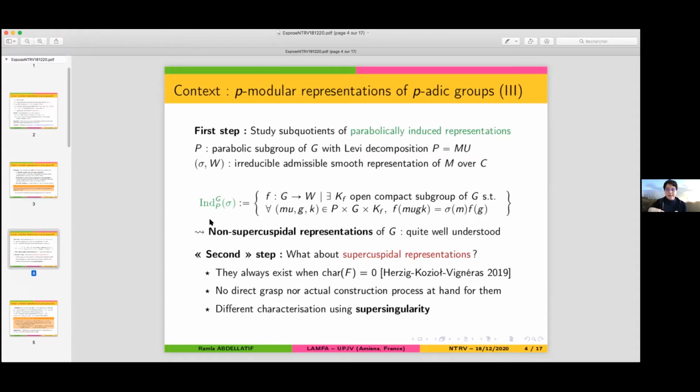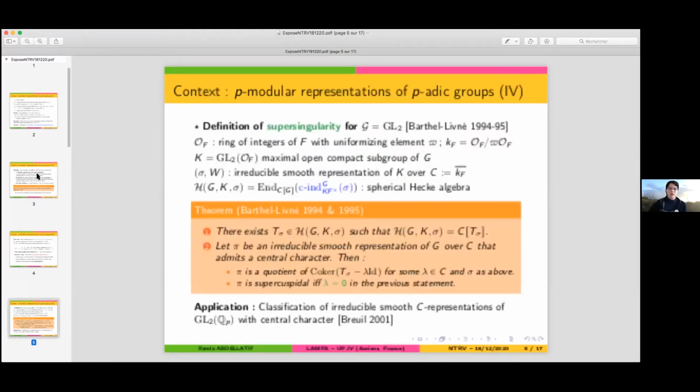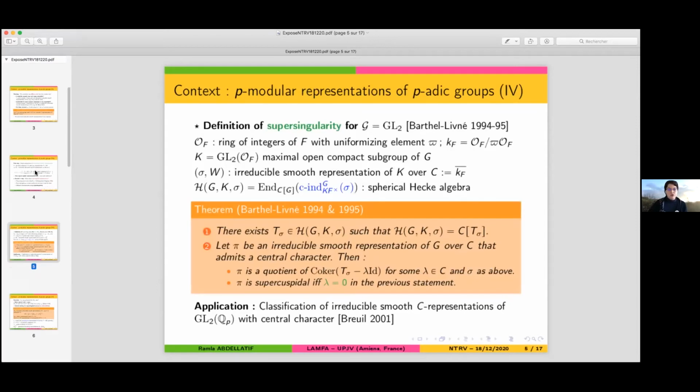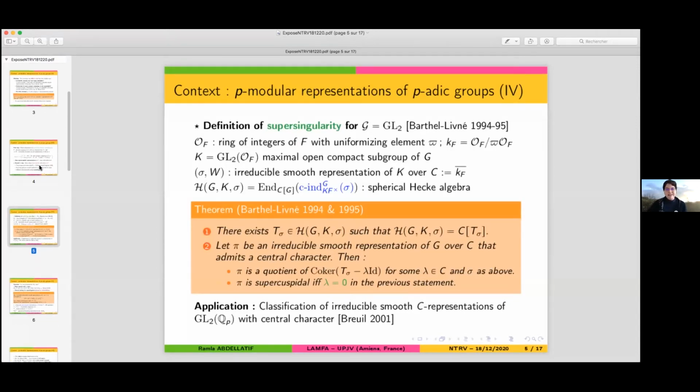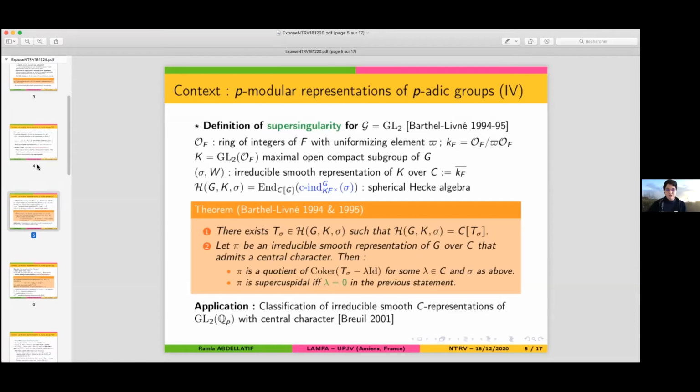And in this setting that I will describe now, what you can do is define what is called a supersingular representation. And the upshot is that in the good cases, meaning when you look at admissible representations, being supersingular or being supercuspidal is the same. So just for this slide, assume that G is GL2, just 2 by 2 matrices, with coefficients in an extension of Q_p, but you can take any F as before.